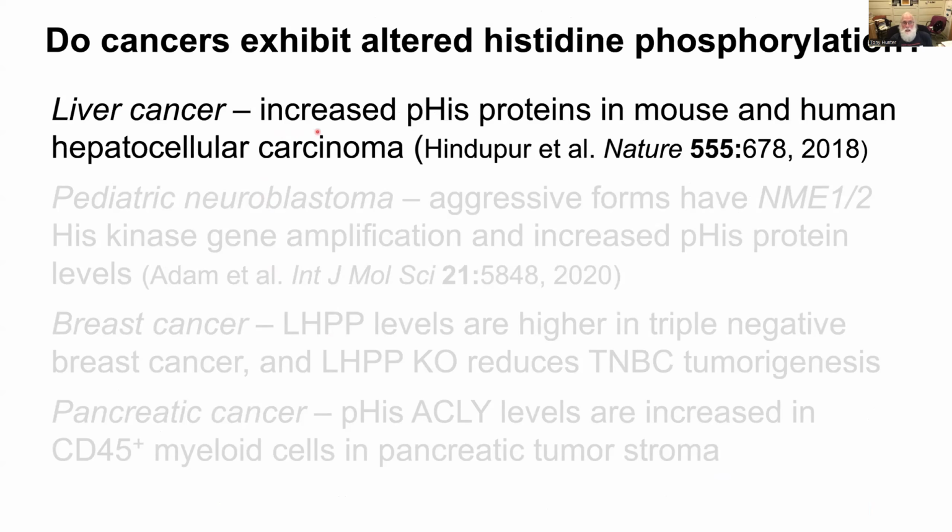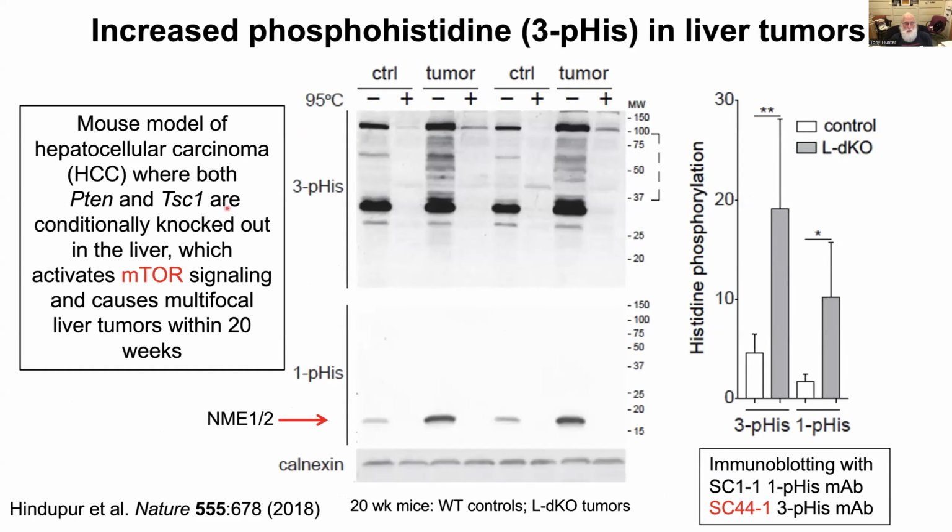In liver cancer, we collaborated with Mike Hall's group in Basel, who developed a model of hepatocellular carcinoma where both PTEN and TSC1 are conditionally knocked out in the liver to activate mTOR signaling. This causes the development of multifocal tumors within about 3 to 4 months.